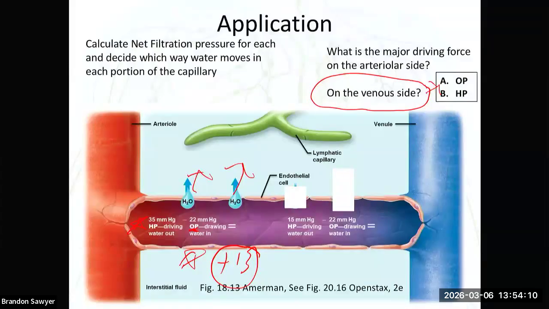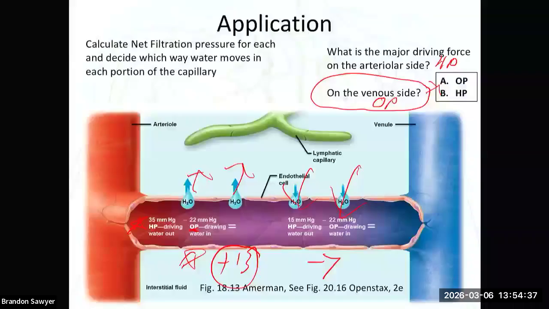Okay. And then our number here, what do we end up with? Negative what? 7. Thank you. -7. Right. So now it's the opposite. Now our osmotic pressure is overcoming the hydrostatic pressure. So the major driving force on the arterial side is going to be our hydrostatic pressure, but the major driving force on the venous side is going to be that osmotic pressure. It's all H2O. Say that again.